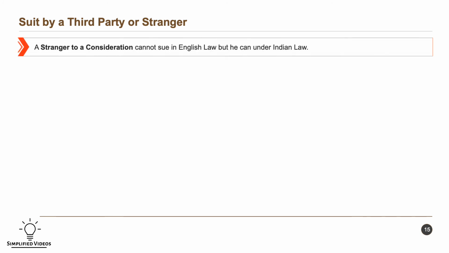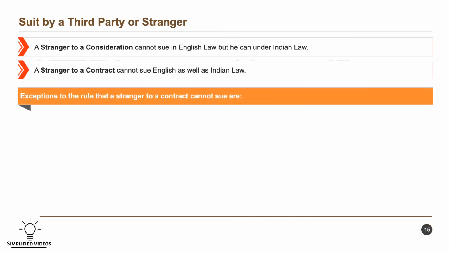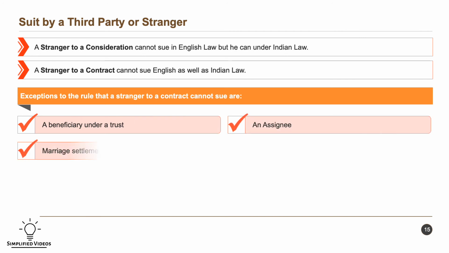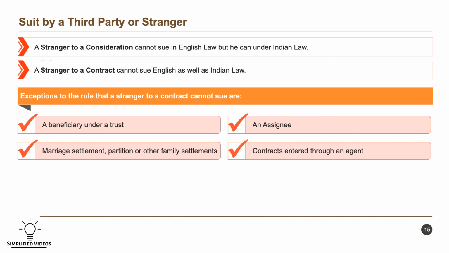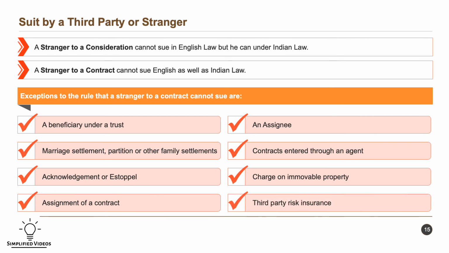Suit by a third party or stranger. A stranger to a consideration cannot sue in English law, but he can under Indian law. A stranger to a contract cannot sue under English as well as Indian law. Exceptions to the rule that a stranger to a contract cannot sue are a beneficiary under a trust, an assignee, marriage settlement, partition, or other family settlements, contracts entered through an agent, acknowledgement or estoppel, charge on immovable property, assignment of a contract, and third-party risk insurance.